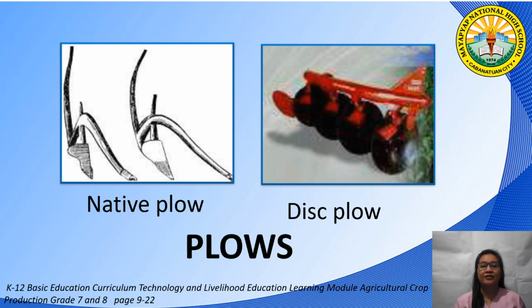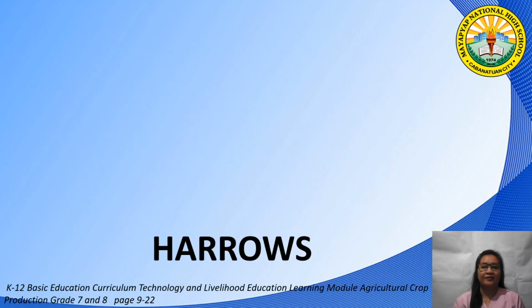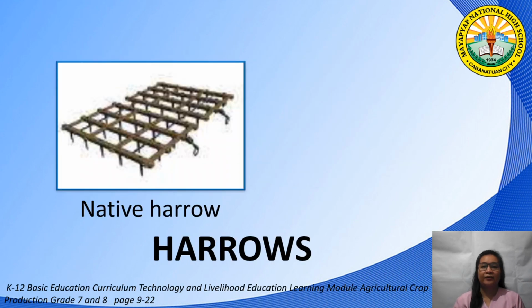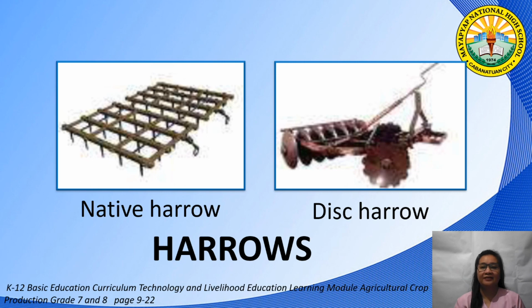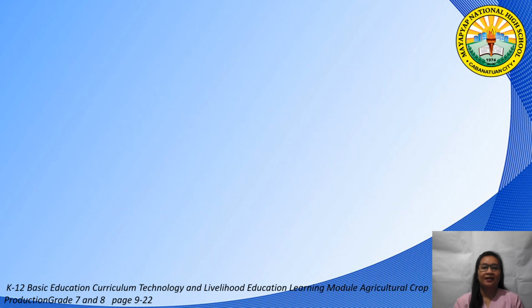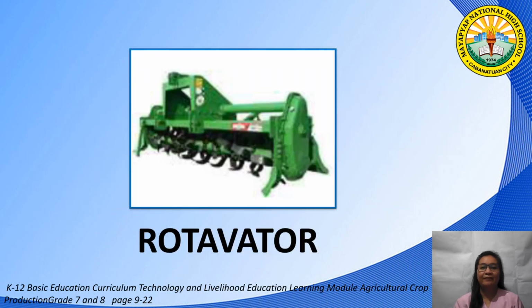Plows pulled by working animals are made of either a combination of metal and wood or pure metal. They are used to till areas with a shallower depth than that of the disc plows, which are pulled by a tractor. Harrows. The native wooden harrow is made of wood with a metal teeth and pulled by a carabao, while the disc harrow is made of metal mounted to a tractor. Harrows are used for tilling and pulverizing the soil. The rotavator is an implement mounted to a tractor used for tilling and pulverizing the soil.